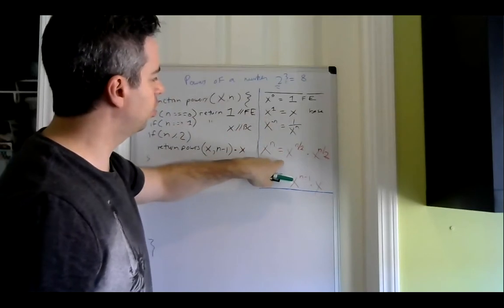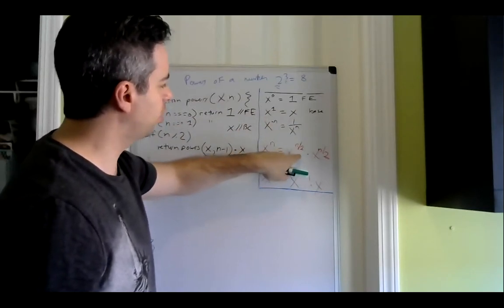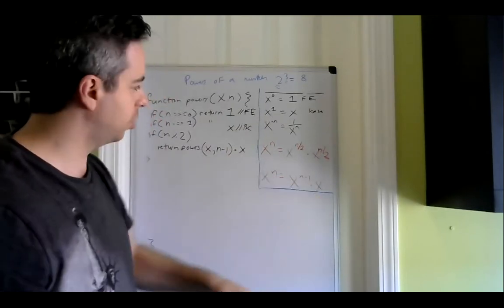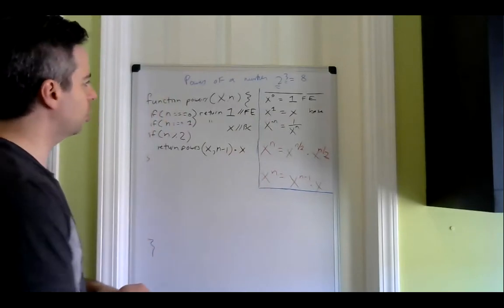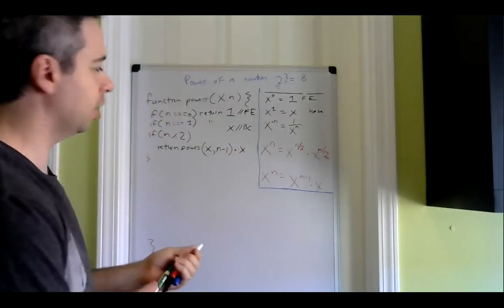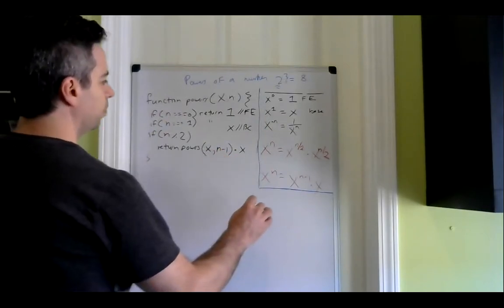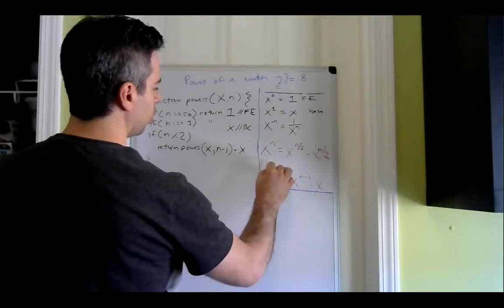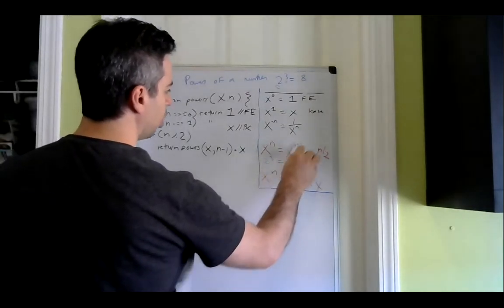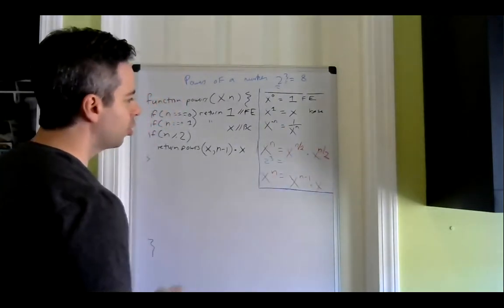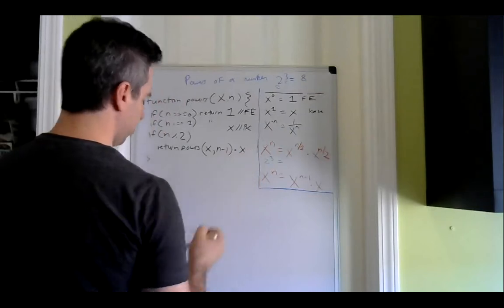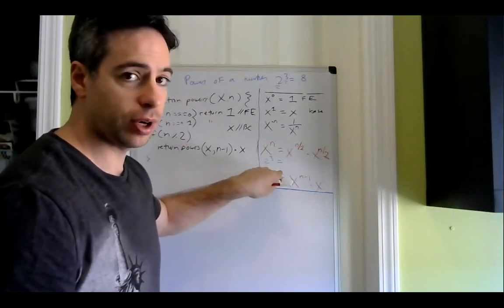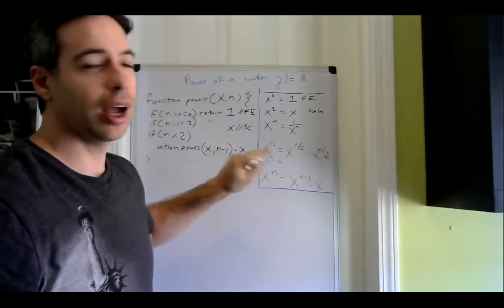X to the n is equal to x to the n over 2 times x to the n over 2. And x to the n is equal to x to the n minus 1 times x. These two are pretty important. So what we can demonstrate is 2 to the 3. We can break it down here. 2 to the 3 is equal to, well, we need to be able to half 3. So we need a case for an odd exponent.